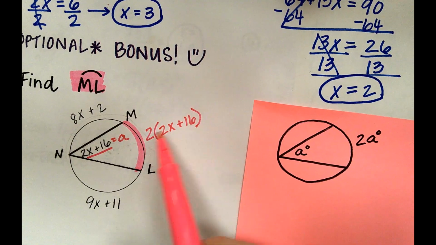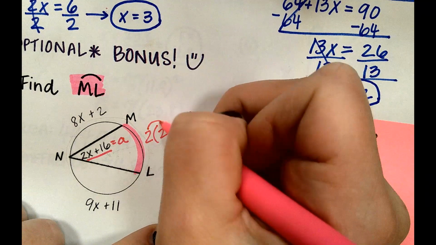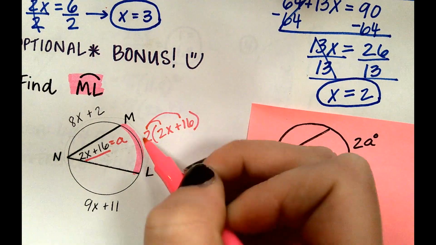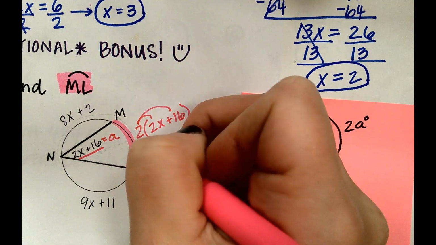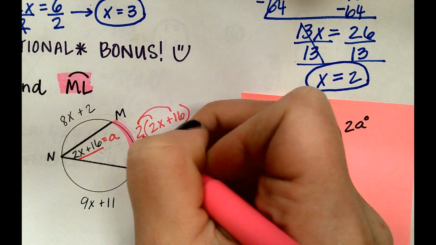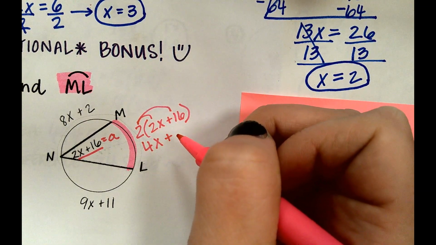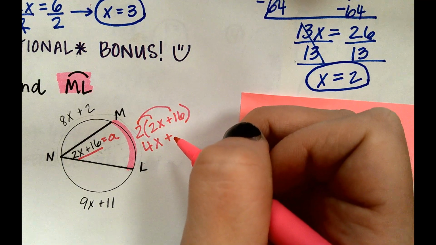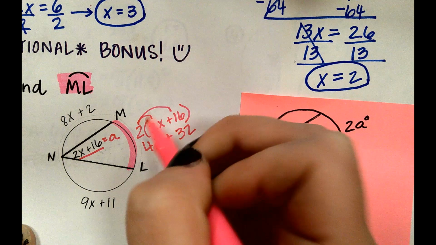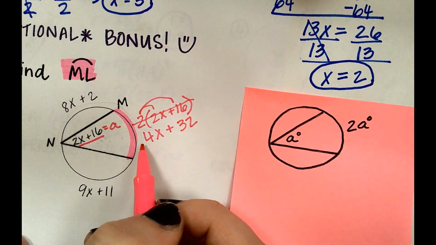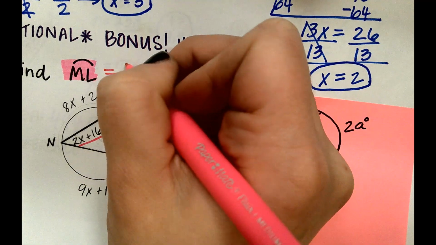So now I have this measure. What is 2 times that? We'll distribute 2 times 2x, 4x, plus 16 plus 16. I don't know if that's 36. I think 32. Oh, yeah, 32. That's okay. Okay, so here is my measure for ML: 4x plus 32.